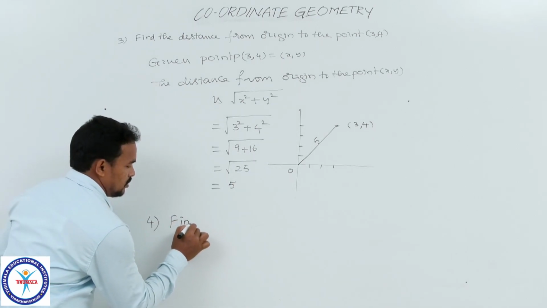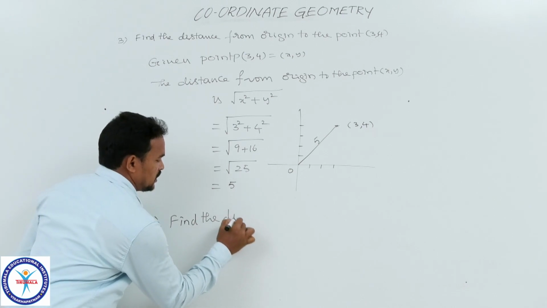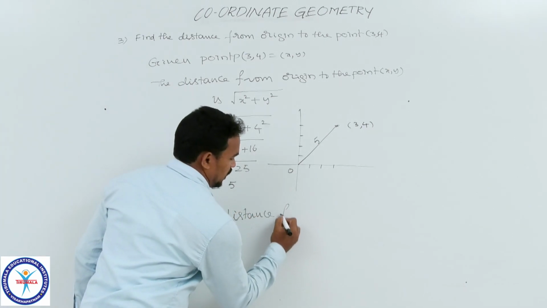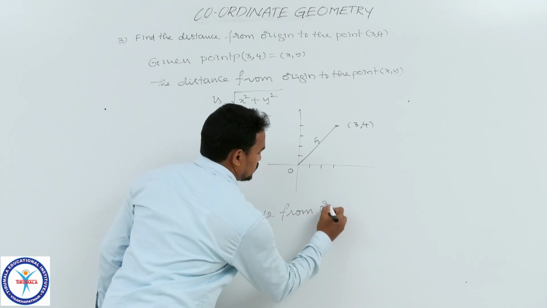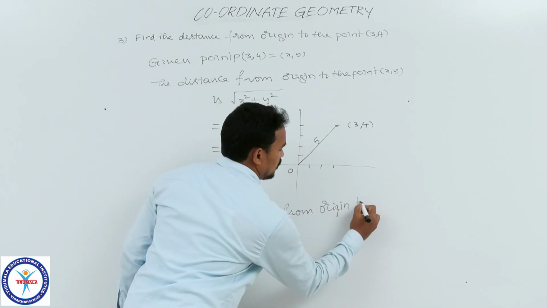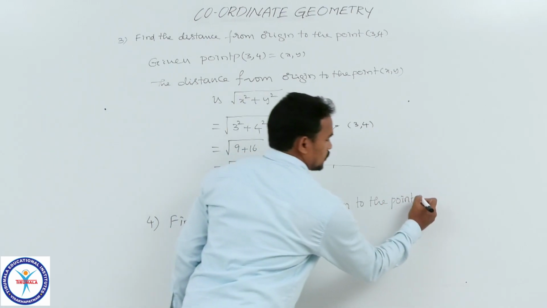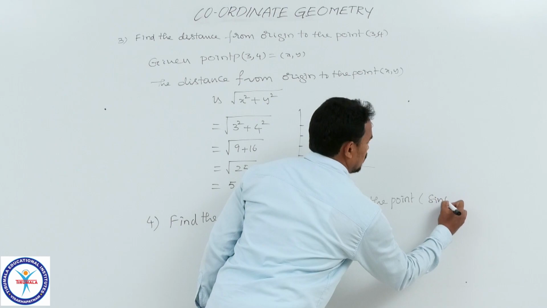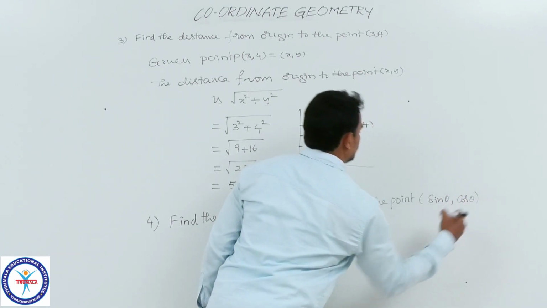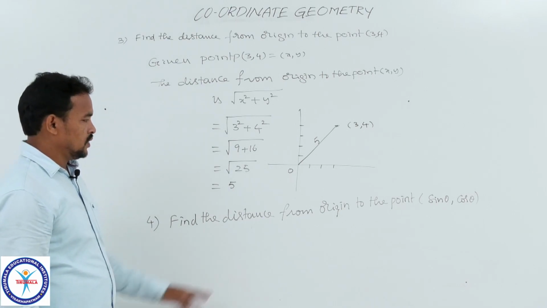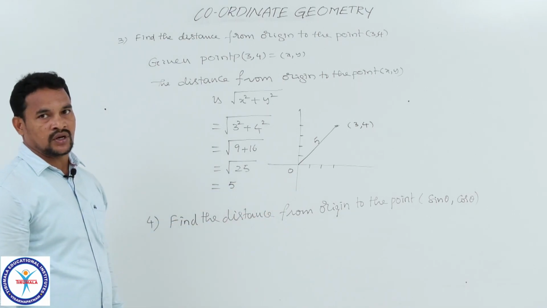Find the distance from origin to the point sin theta comma cos theta. Here see, find the distance from the point from origin to the point sin theta comma cos theta.